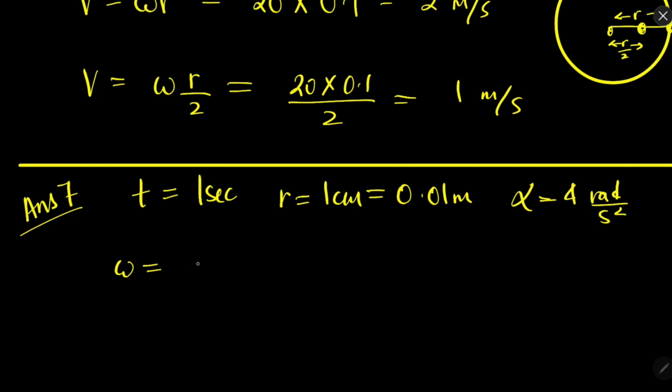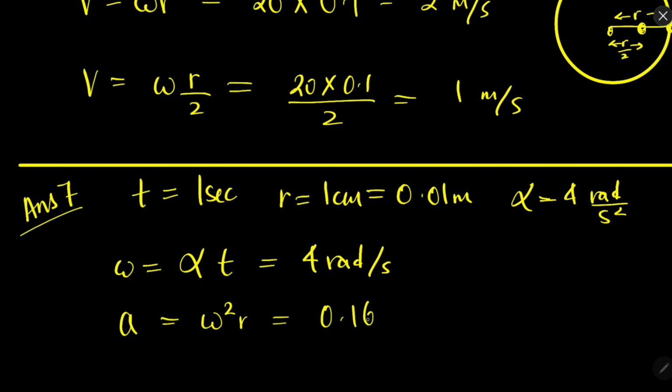So omega will be omega naught plus alpha t. Omega naught is 0, so alpha t equal to 4 radian per second. Now radial acceleration is given by omega square r. So it will be 0.16 meter per second square.